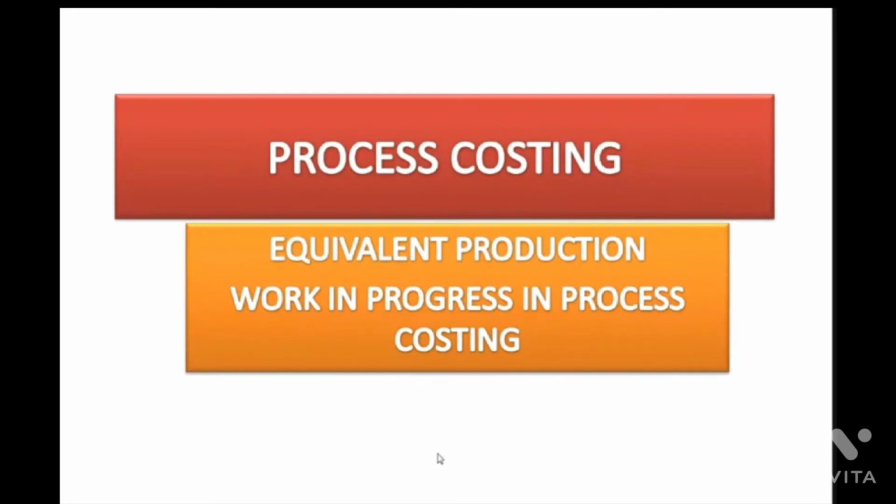Okay, that means what? When incomplete units are there in the process or in the production process, then how to allocate the cost of those incomplete units or work in progress, how do we determine the cost of work in progress and the finished product as well, right? So that we will learn in this chapter, part A, called process costing equivalent production.